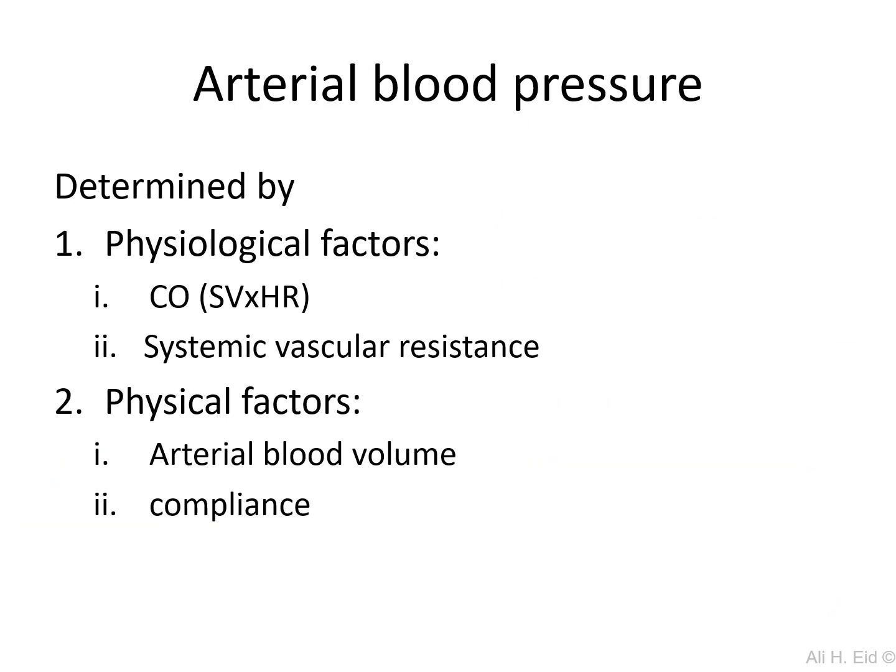Now, when we talk about arterial blood pressure, there are different factors that contribute to this. Some we already mentioned, which is compliance. Some indirectly, which is the systemic vascular resistance. There are physiological factors, primarily the cardiac output, by which we mean the stroke volume and the heart rate. You're going to have a lecture on that. And systemic vascular resistance, you're also going to visit in a coming lecture. And there are the physical factors, which are the blood volume, as well as the compliance of the vessel.